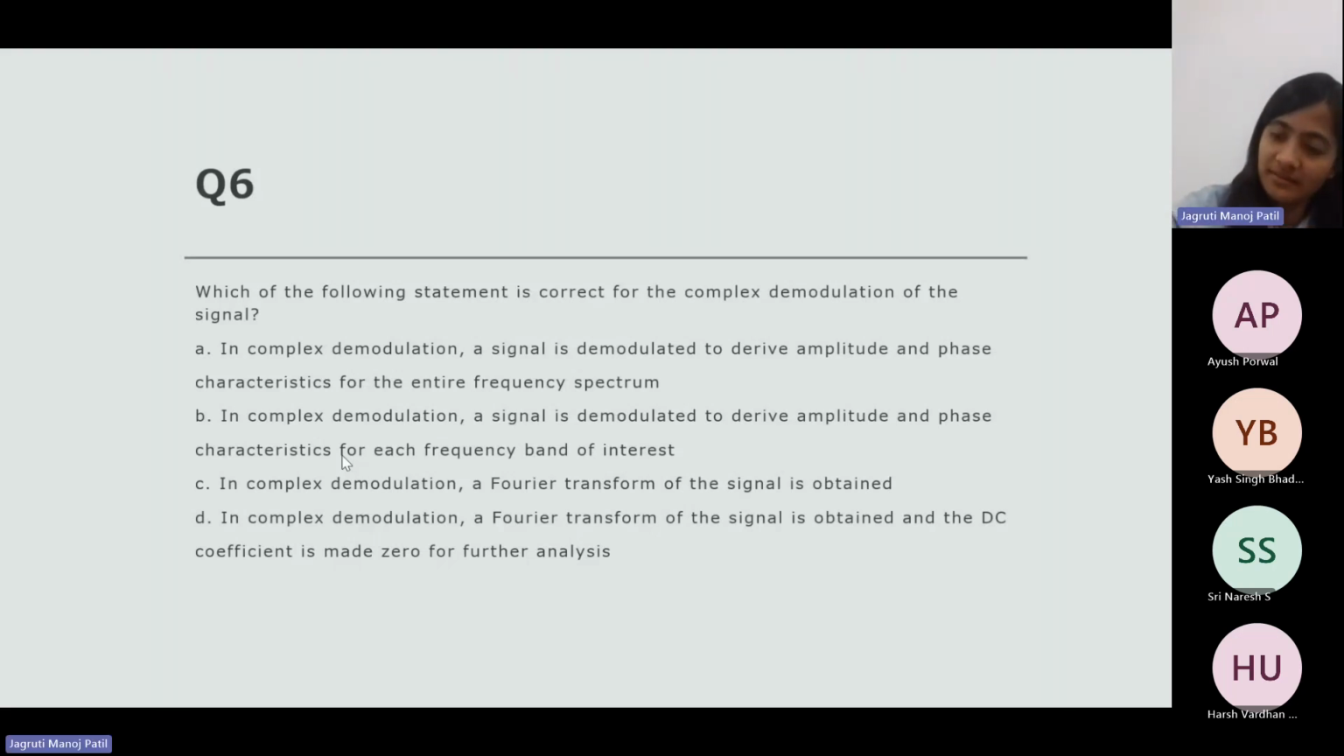Which one, guys? It is used to derive amplitude and phase characteristics, but I am confused whether it is for the entire frequency spectrum or each band of interest. Okay. Do you want me to go back to the slides?